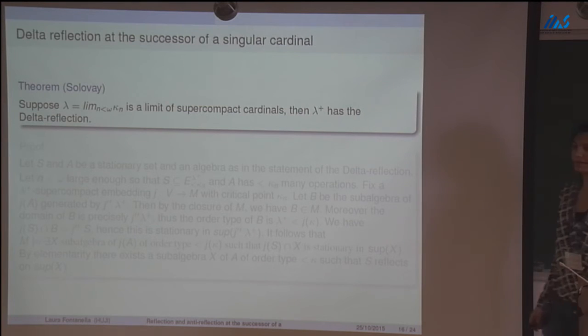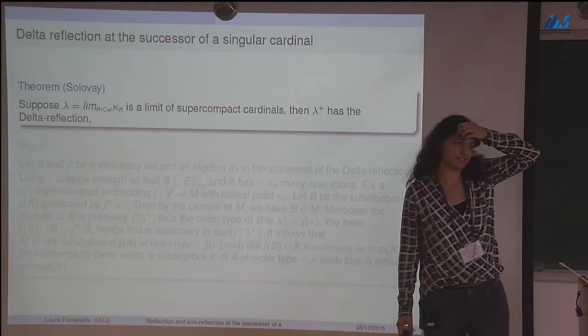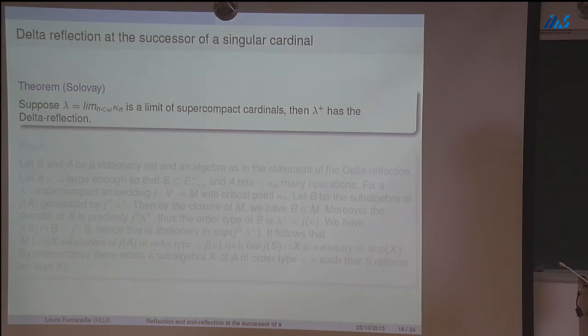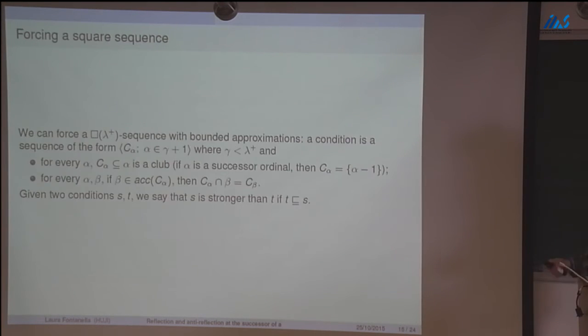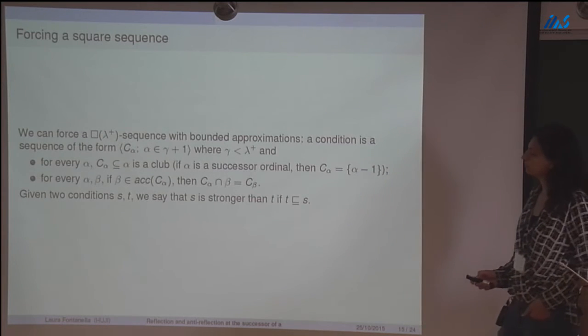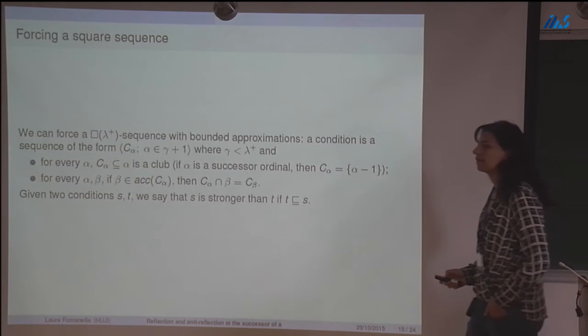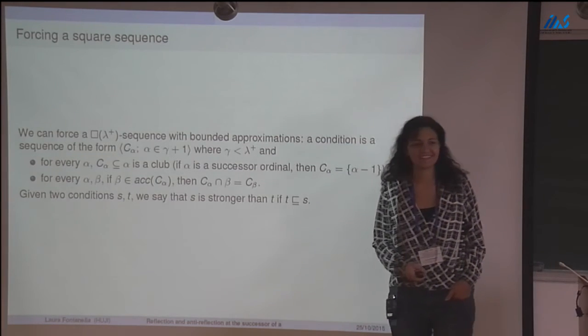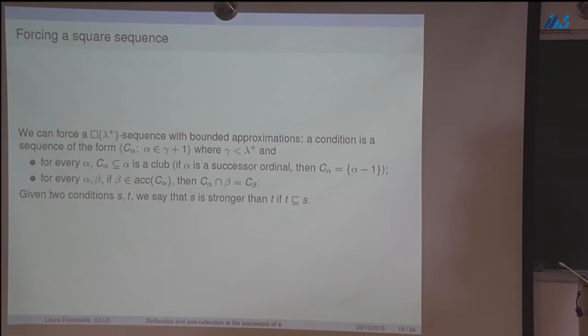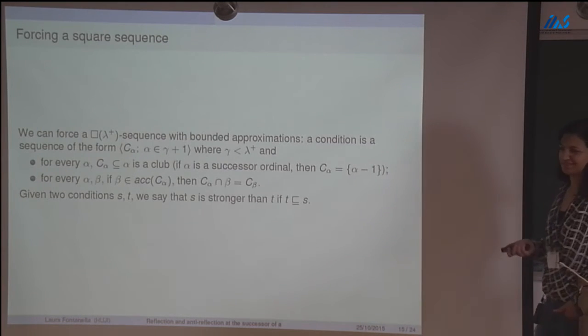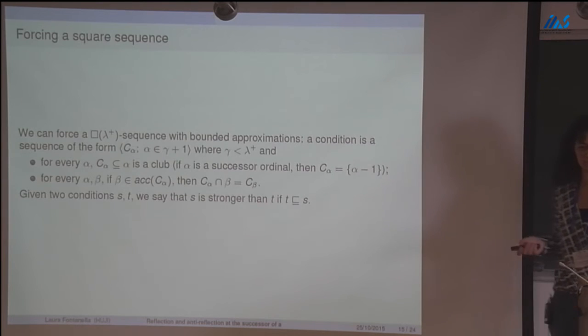Now, to get the delta reflection is more difficult. Yes. It's just the coherence. How do we know? Yes, yes. It's not hard to check that by the genericity you don't have a thread to the square sequence.